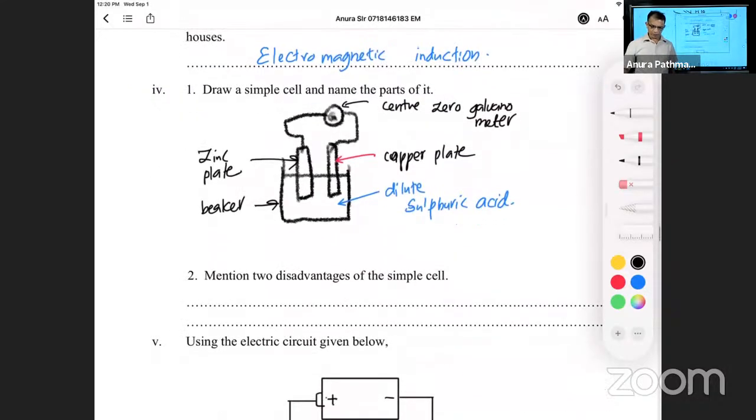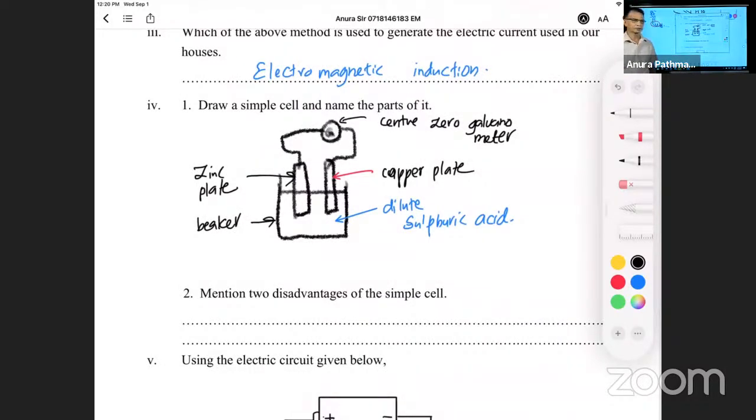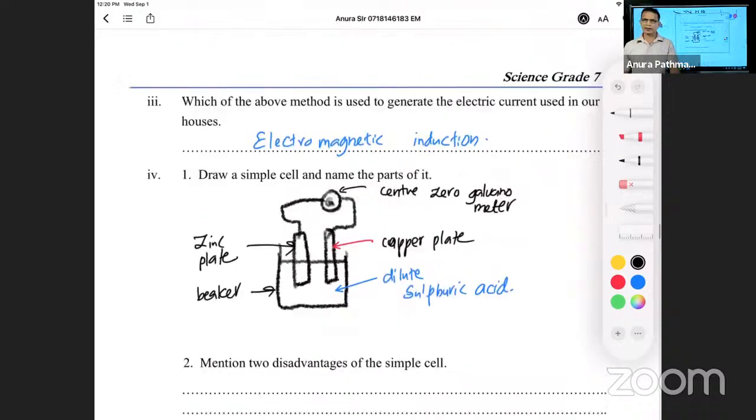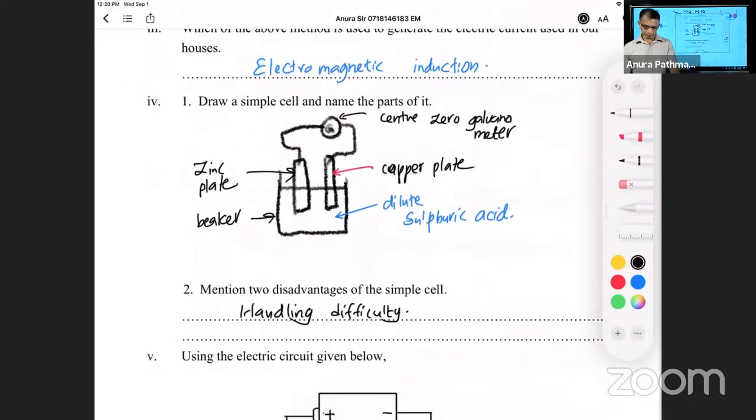Moving down. Mention 2 disadvantages of the simple cell. Difficult to transport? Can't use for a long period. Handling difficulty. Difficulty of fusing because of liquids. Second one, it can't be used for a long period. It is not easy to transport.